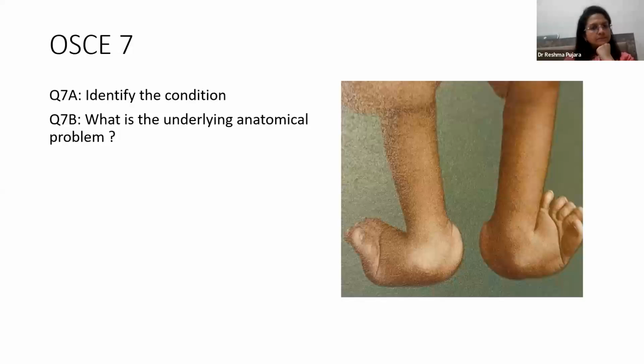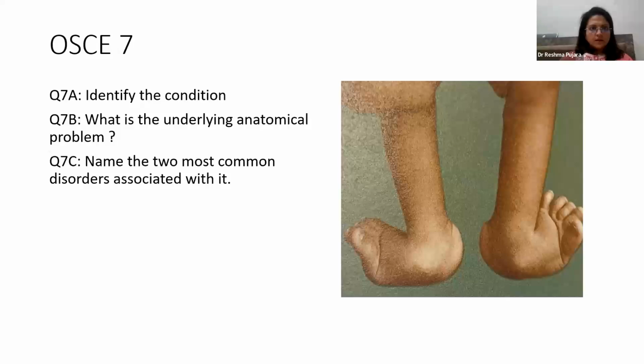Vertical talus. Okay, good. Edward syndrome. Okay, fine. That is the next question, but that's fine. But what is the underlying anatomical problem? If you know your anatomy, then only you can answer this. You need to know how many bones are there in one foot and what are the various names of those, like talar bones and metatarsal, tarsal. Okay, we'll move on now because it's taking too much time.